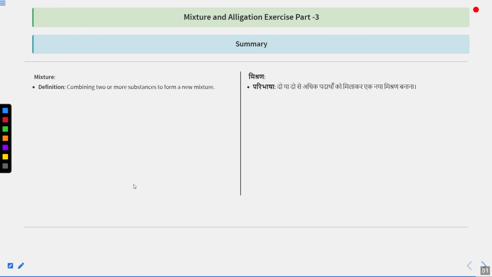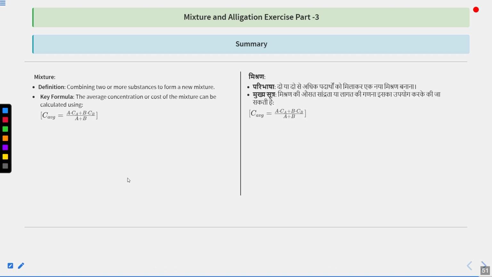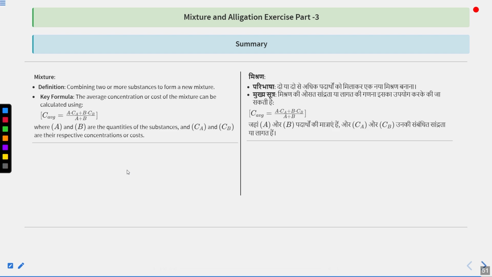Now summarizing today's lecture, what is a mixture? Combining 2 or more substances to form a new mixture. Key formula: the average concentration or cost of the mixture can be calculated. Concentration average equals A into Ca plus B into Cb upon A plus B, where A and B are the quantities of the substances and Ca and Cb are their respective concentration or cost.